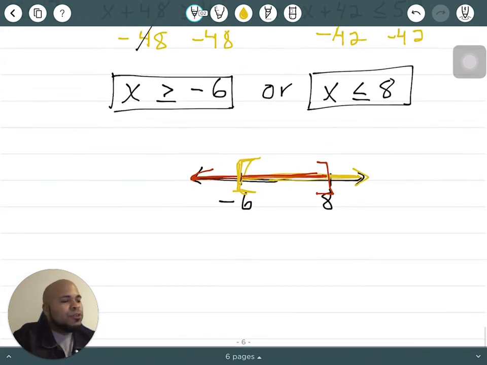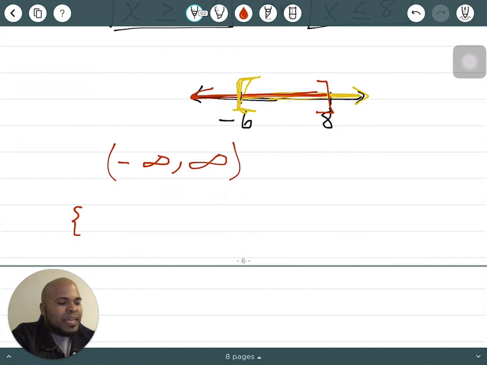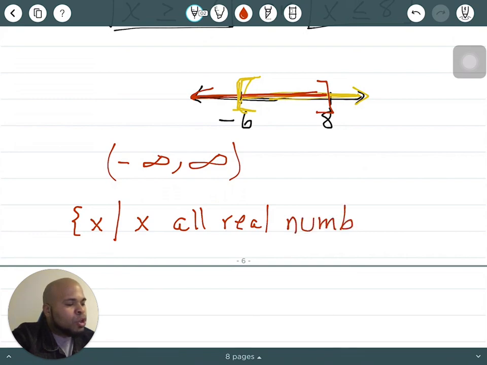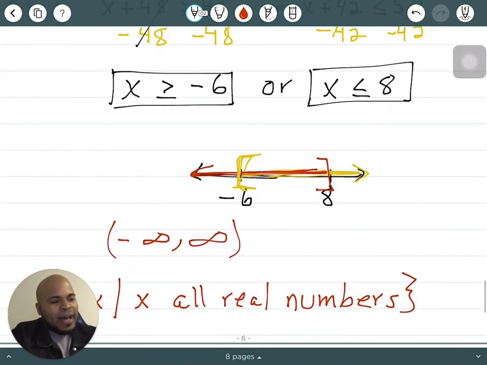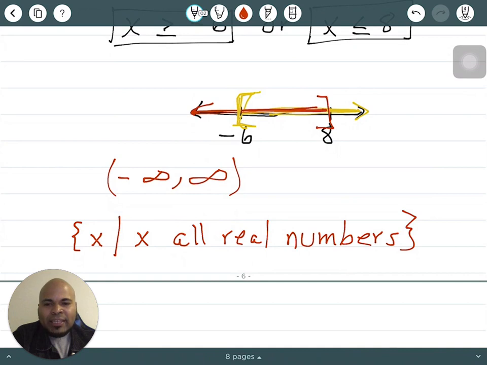And remember, the union unites everything. So if they ask me for the solution, it will be all the way from negative infinity to positive infinity. And if I were to write this in set builder notation, I'm going to write that the solution is the set of x such that x is all real numbers. So all real numbers are a solution to this problem, because if you really think about it, if I think about all the numbers greater than negative 6, but I also think about all the numbers less than or equal to 8, I'm going to think about all the numbers. So that is everything about compound inequalities with an OR.